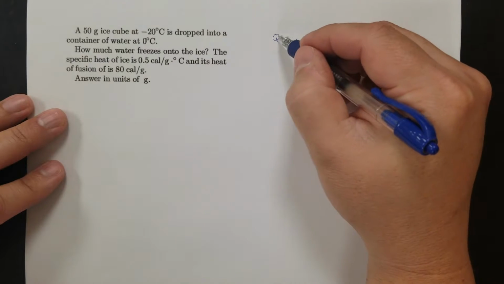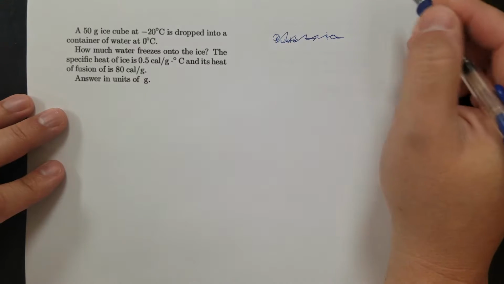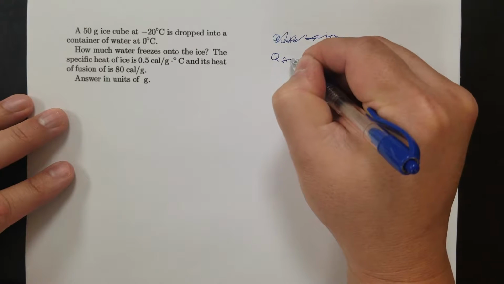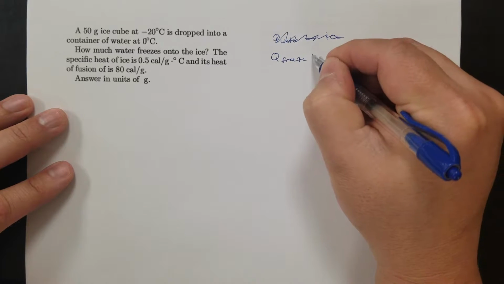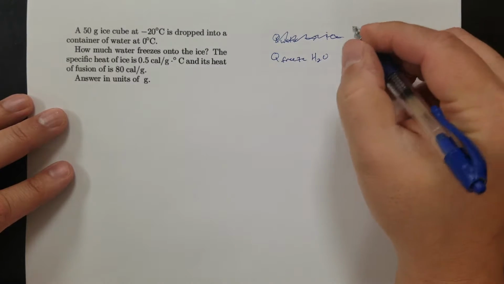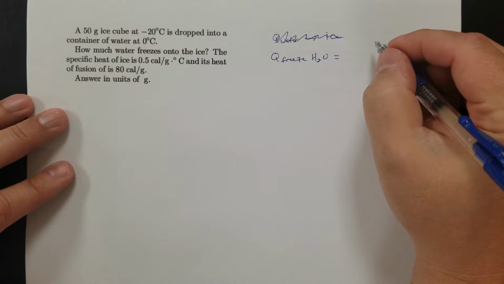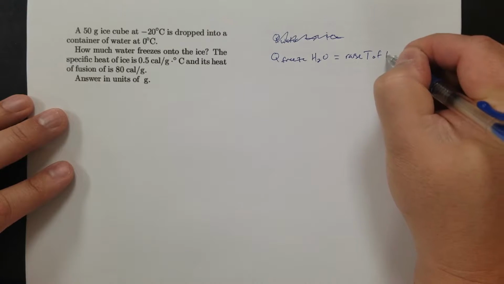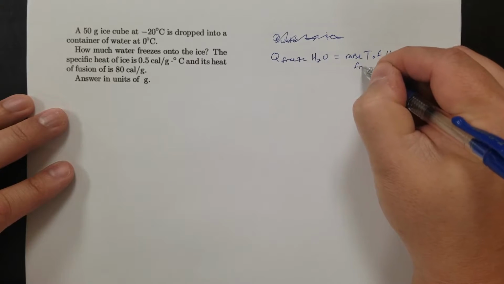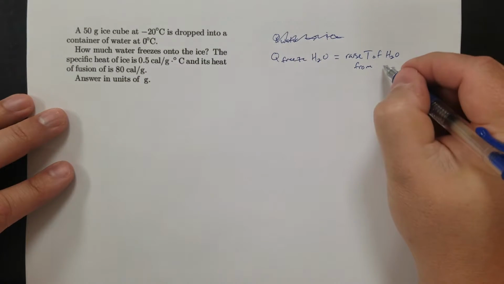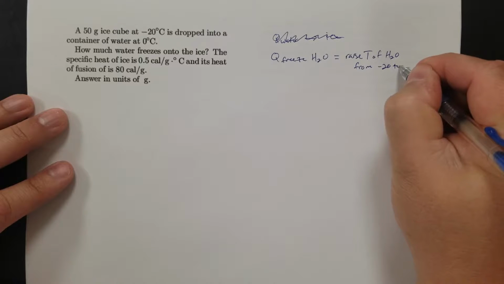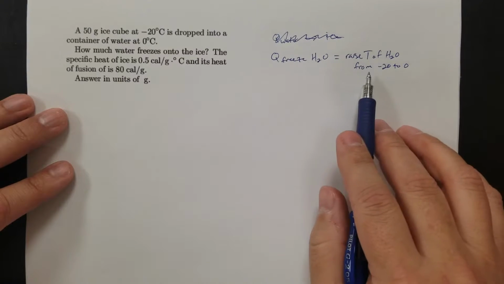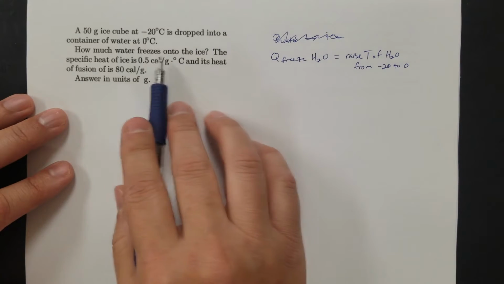How can I say this? Maybe that sounds a little weird. Okay, think about it this way. The heat needed to freeze the water, the Q to freeze the H2O, is equal to the same amount that'll raise the temperature of the ice from negative 20 to 0, right? So raise the temperature of the ice from negative 20 to 0, right?